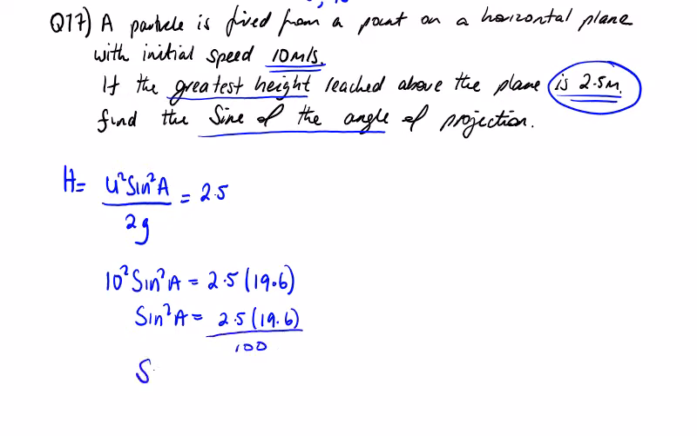On a calculator, 2.5 times 19.6 is 49, so this is going to give me 0.49. So the square root of 0.49, sine alpha is 0.7. We could get the inverse if we were asked for it, but we're actually just asked for the sine of the angle, so 0.7 is the answer to this one.